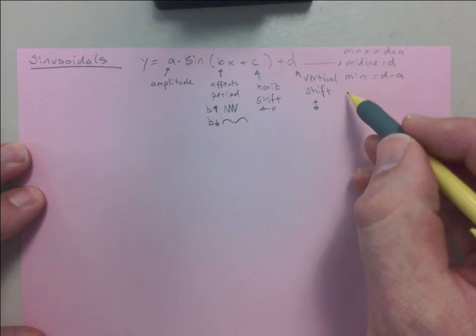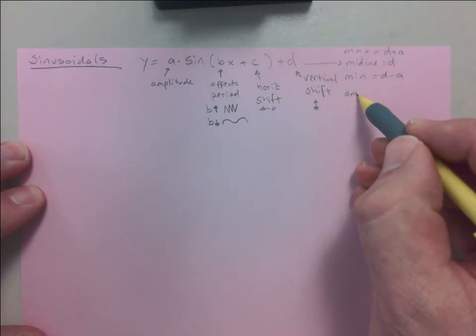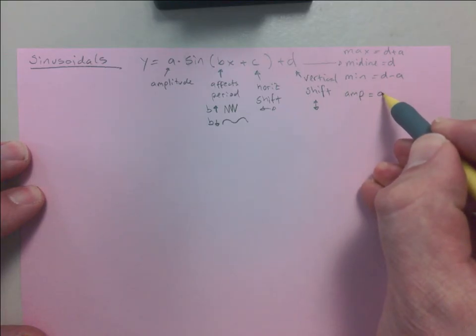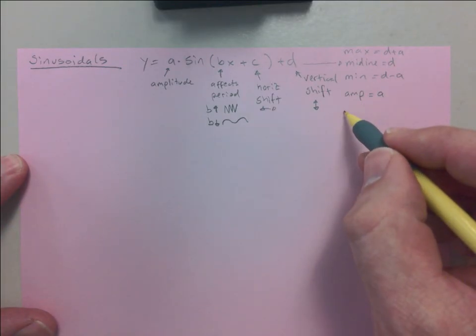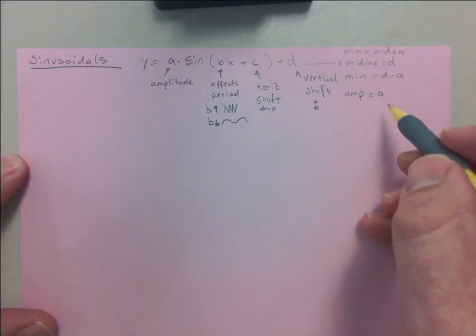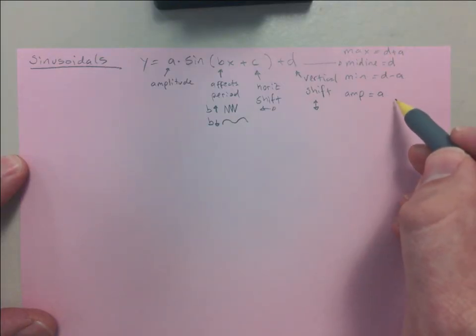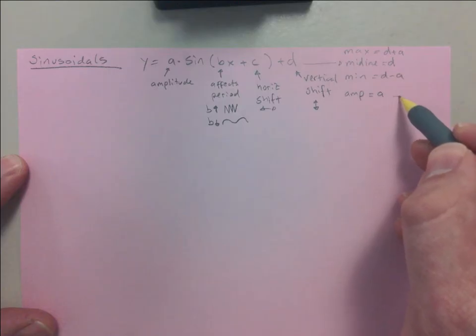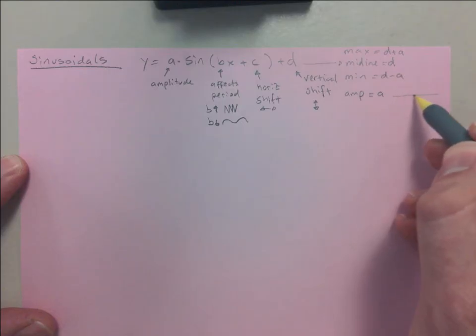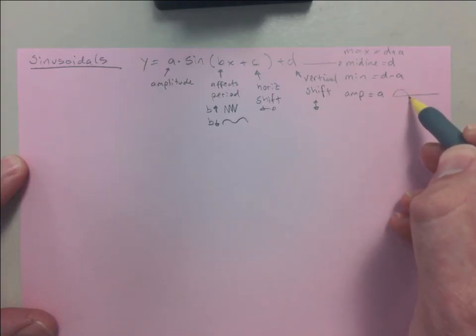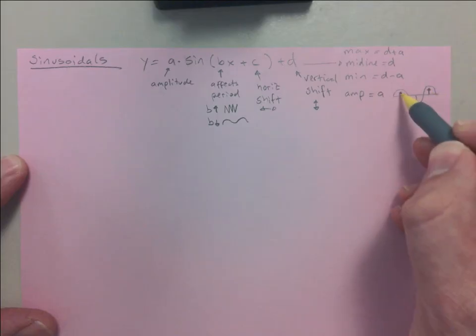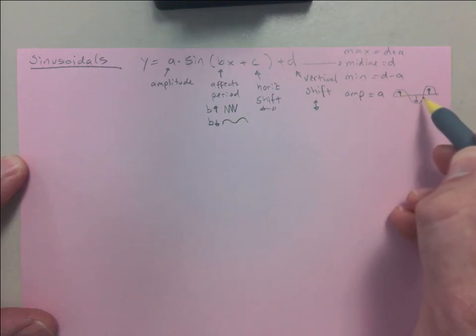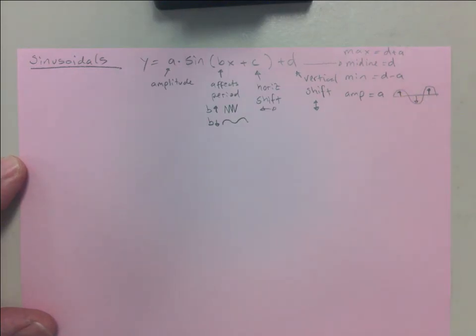More formulas here. Amplitude is simply equal to A if they ever ask you for it. Amplitude in particular is, if you have your wave and this is the midline, right? This is A right here. So A is always from the midline to either the top or the bottom.